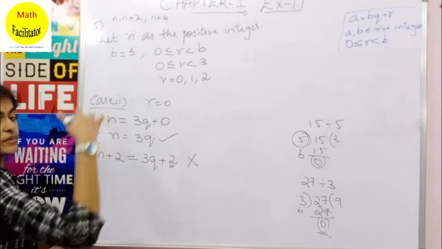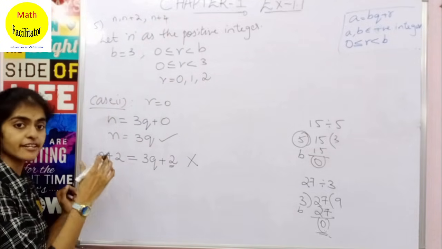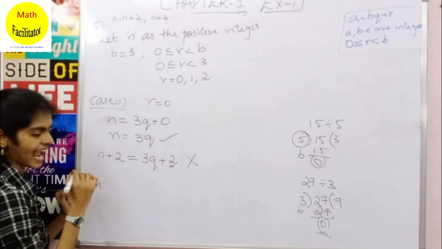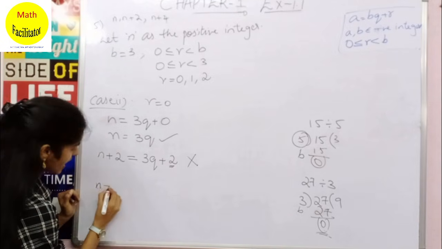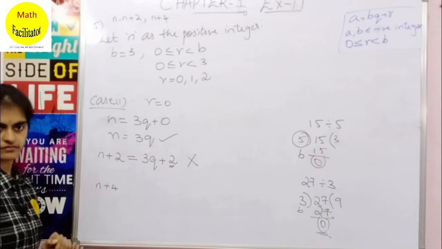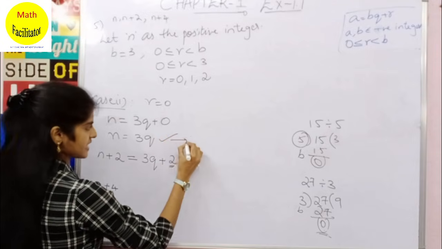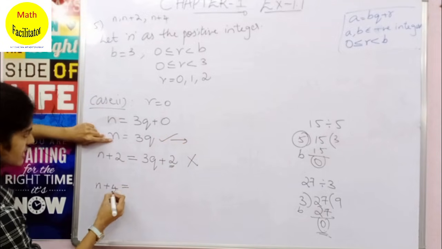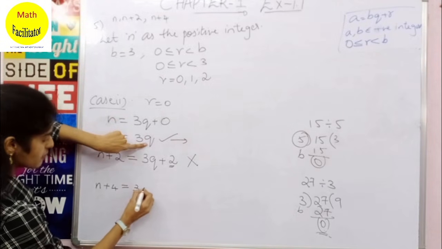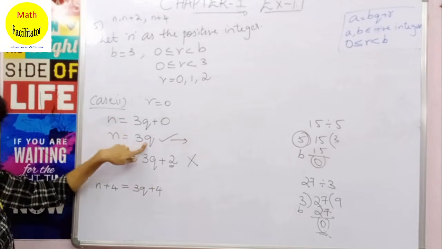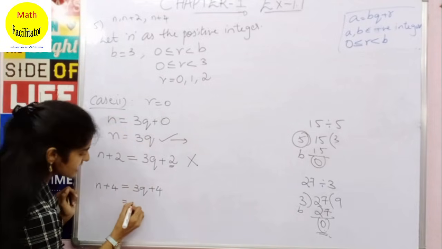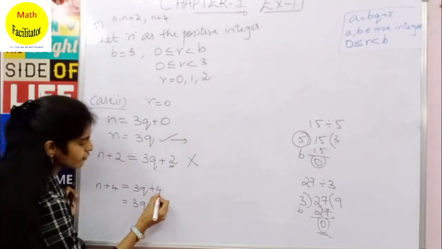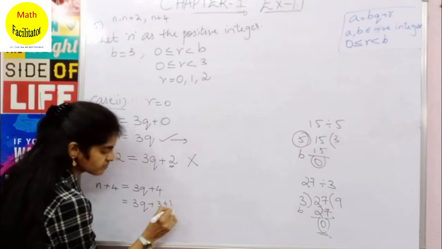Next case you have n plus 4. That means I want to add 4 to this. So let us add 4 on both the sides. So n plus 4. For this equation itself, I am adding 4. So when you add 4 in the LHS, you will add 4 here also. So it will be 3q plus 4. I can write this as 3q plus 3 plus 1.